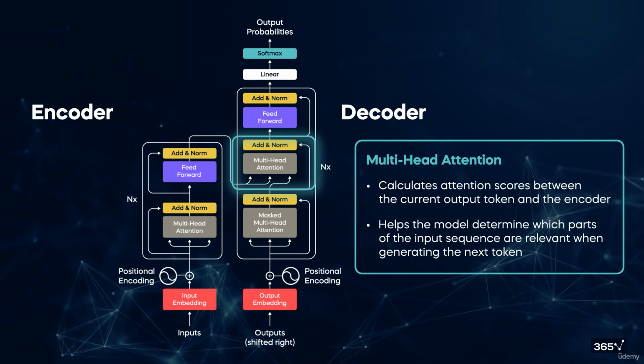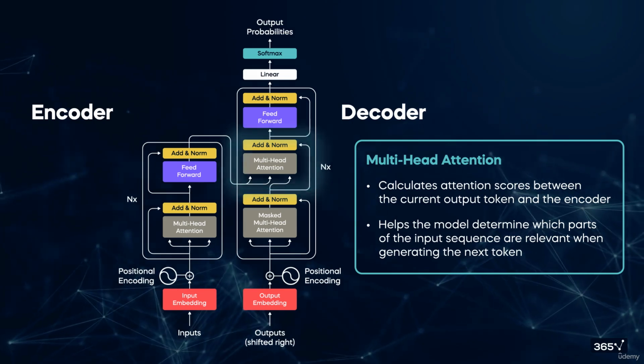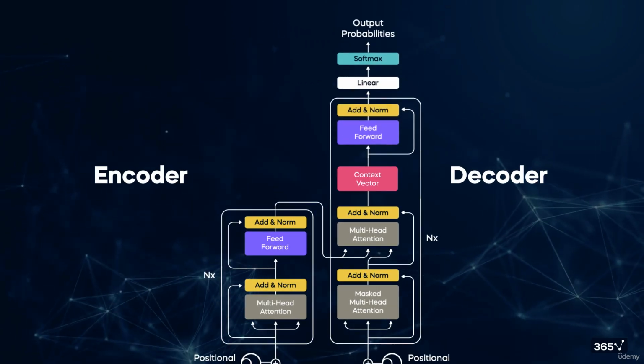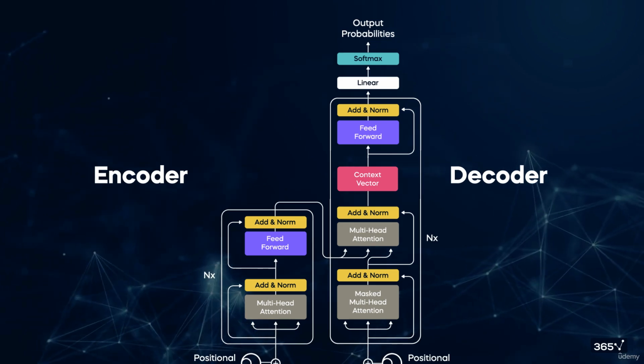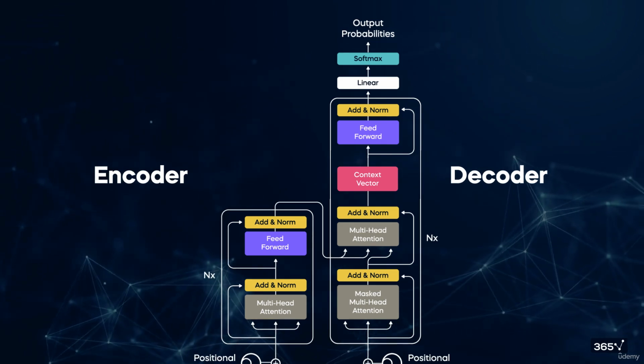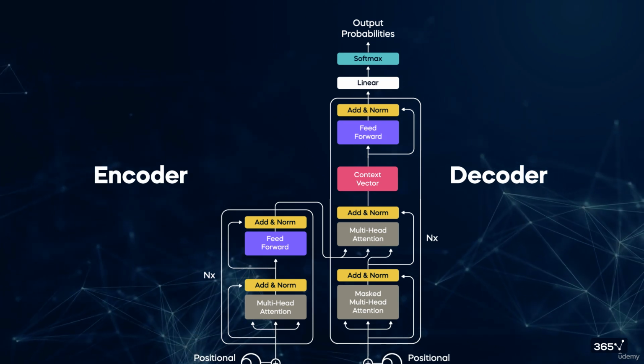The encoder outputs are weighted by these attention scores to create a context vector. This context vector represents the relevant information from the input sequence that should be considered when generating the current output token.